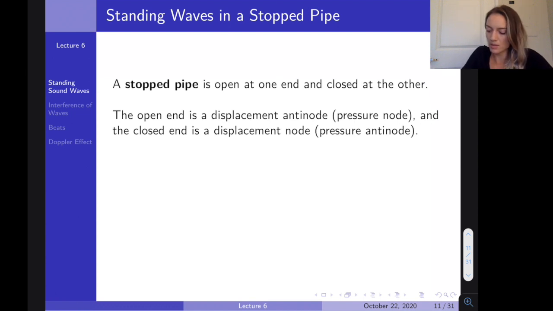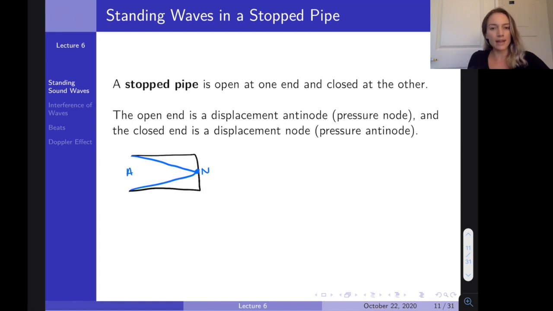And so it will look like this. Let's say we have this end open and this end closed. We want the closed end to be a displacement node and the open end to be a displacement antinode. So we can get something that looks like this, right? This is an antinode and this is a node here. The reason the closed end has to be a displacement node instead of an antinode is that if your particles are moving from left to right, how can they move over the boundary if the pipe is closed? They can't, so it has to be a node at that closed end, which means it has to be a pressure antinode at the closed end as well.